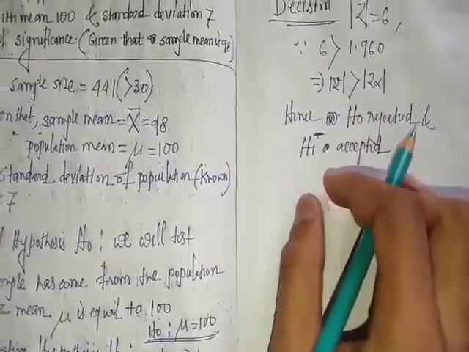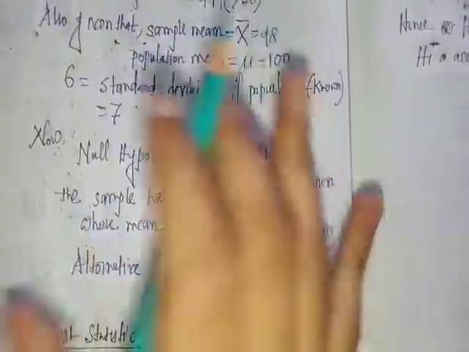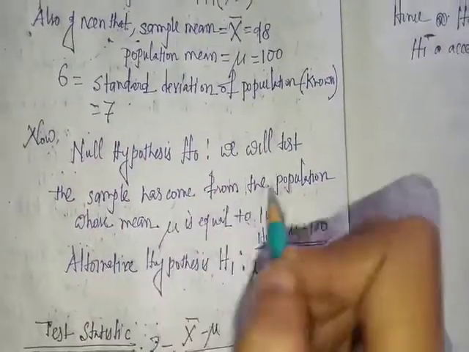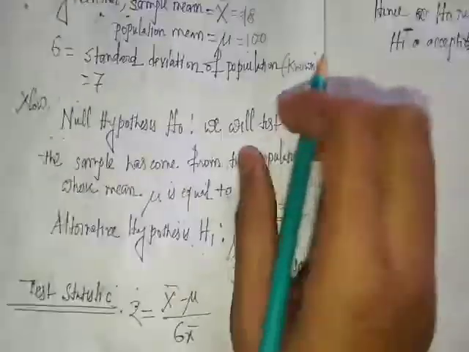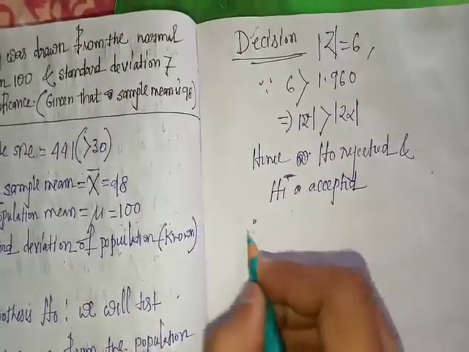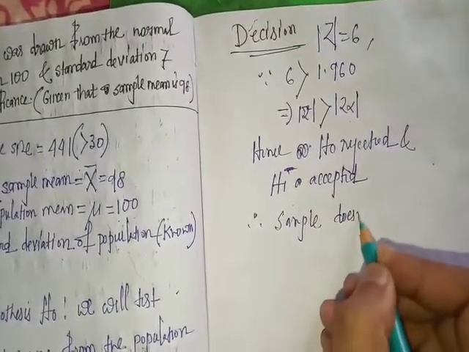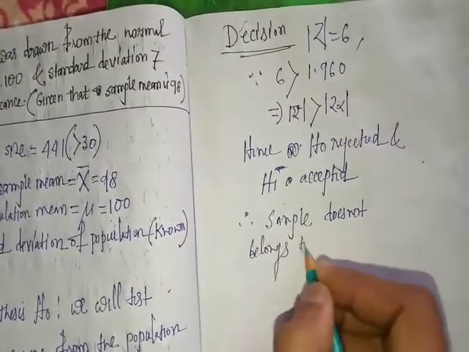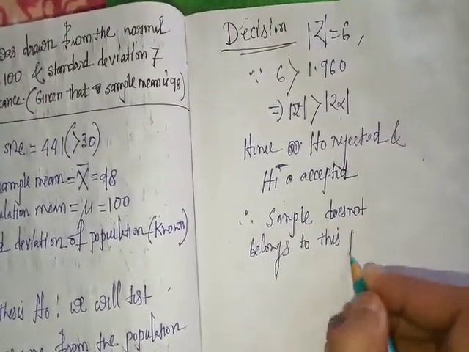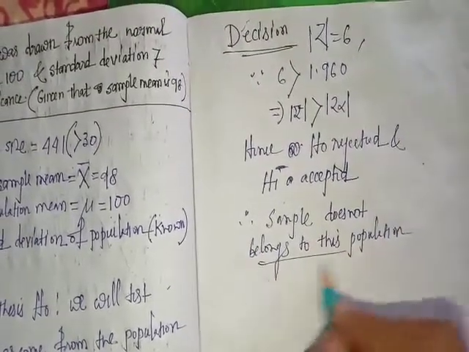H naught says the sample has come from the population whose mean equals 100. Since we reject H naught, the sample does not belong to this population. H0 is rejected, so we accept the alternative hypothesis. Hence, the sample does not belong to this population. This is the required result.